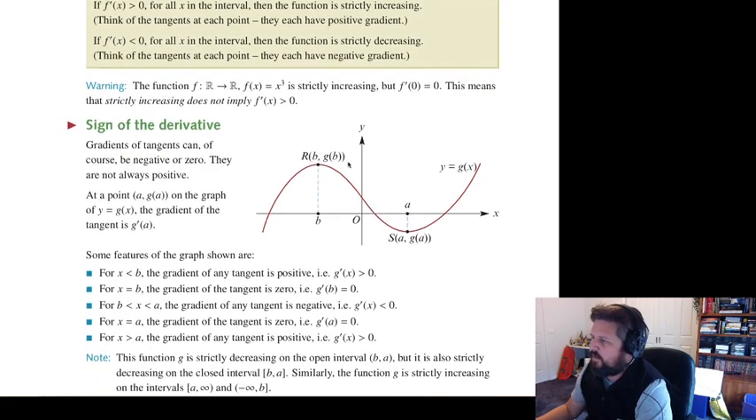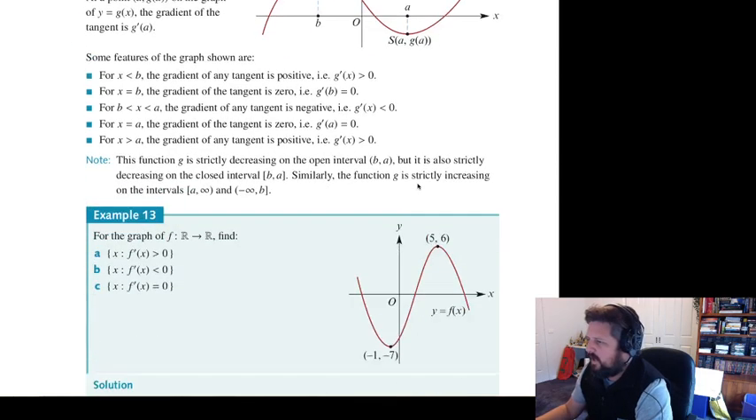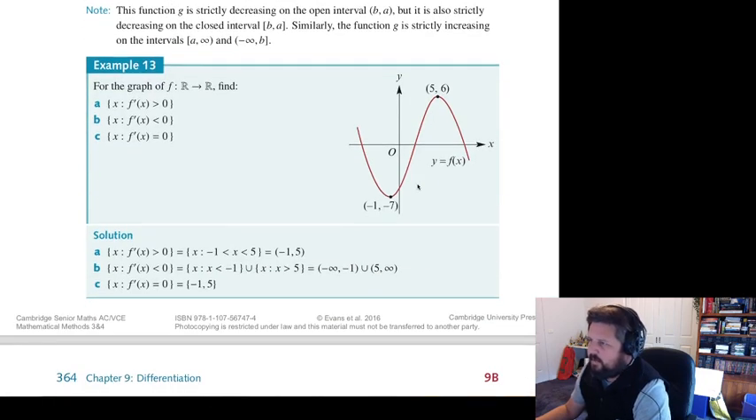So this just really says what is happening at each of these points here, and you can read through this. Essentially, from here up to this point, it's going to be a positive gradient. From here down to here, it's going to be a negative gradient. And from here up to here, it's positive again. So they can ask you these types of things, like this example.